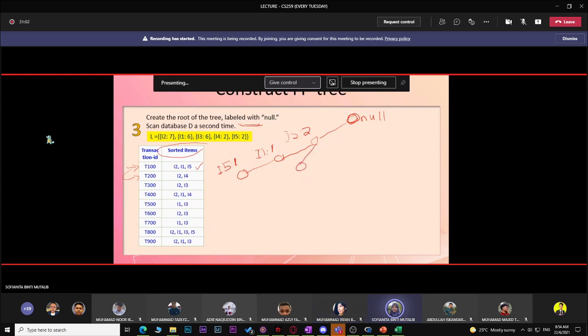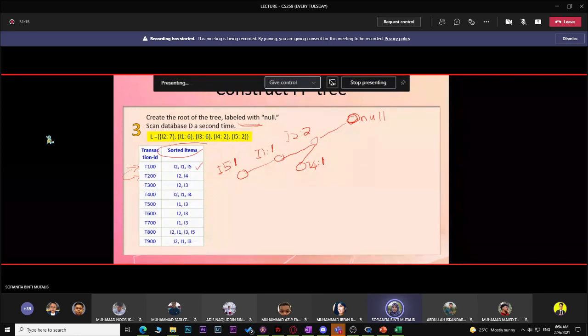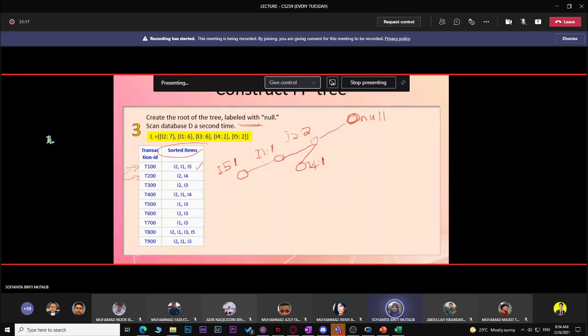Add the new branch, which is I4 with support value of 1. Boleh? Okay, cuba continue dengan T300.